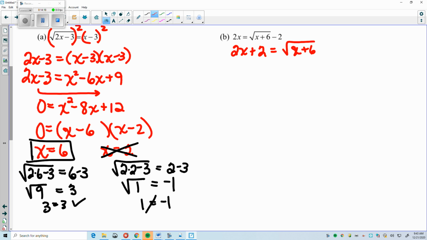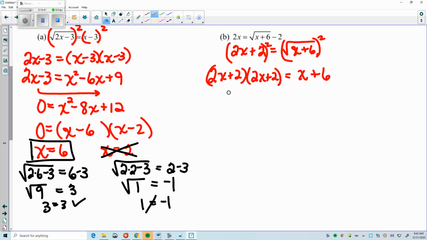Okay. So x is trapped under the square root. So I need to think square each side to get rid of the square root. Keep in mind what this left side turns out to be: 2x plus 2 times 2x plus 2. On this side, squaring the square root eliminates the square root, and we're left with x plus 6.